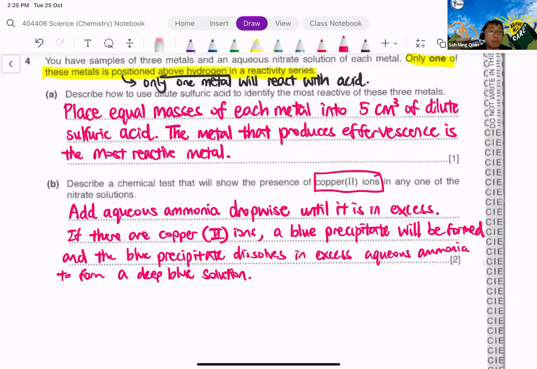Okay, so besides aqueous ammonia, you can also use aqueous NaOH. But obviously, aqueous NaOH observations are different, because you will get a blue precipitate form, and the blue precipitate is insoluble in excess aqueous NaOH. Okay, so please write correctly.